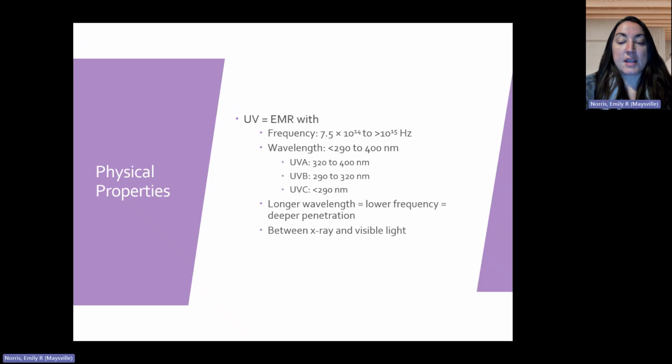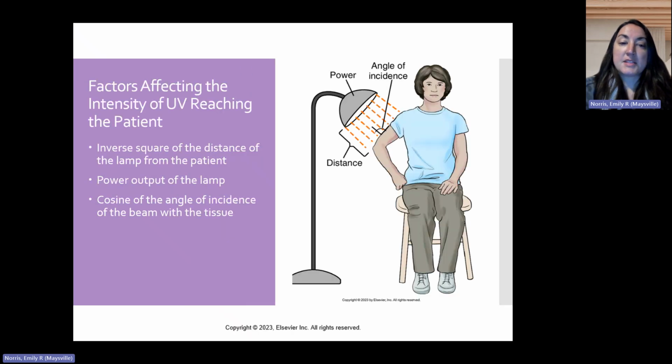Some of the factors that affect the intensity of UV reaching the patient. So it's an inverse square of the distance of the lamp from the patient. So the closer, the higher intensity. Power output from the lamp, and then the cosine of the angle of incidence of the beam with the tissue.